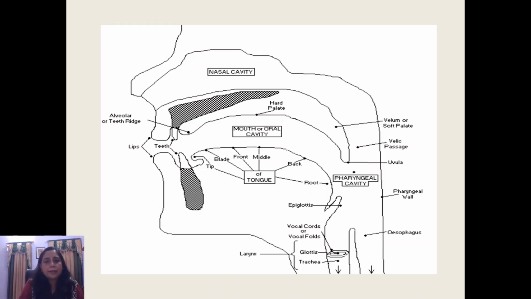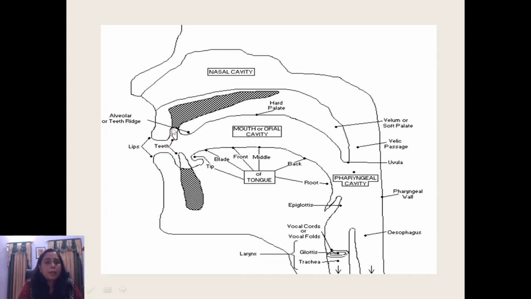Let's look at this diagram. This diagram is related to organs of speech. When any sound is articulated in English, we have active articulators and passive articulators. Active articulators are those that move when we are creating any speech sound. They are like lower lip, tongue, and glottis. Passive articulators are the organs of speech that do not move when we are producing any speech sound.